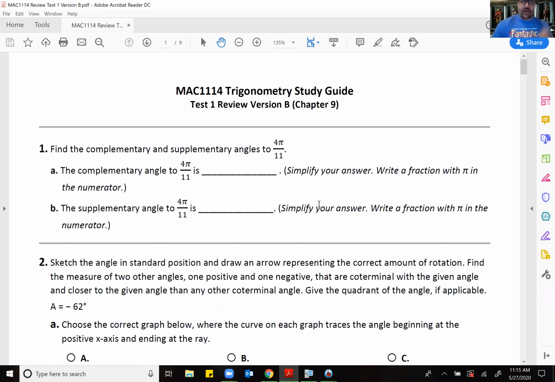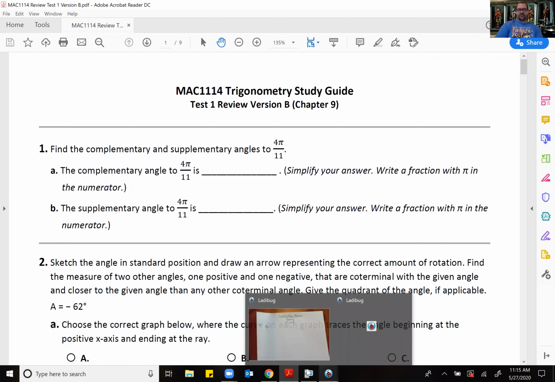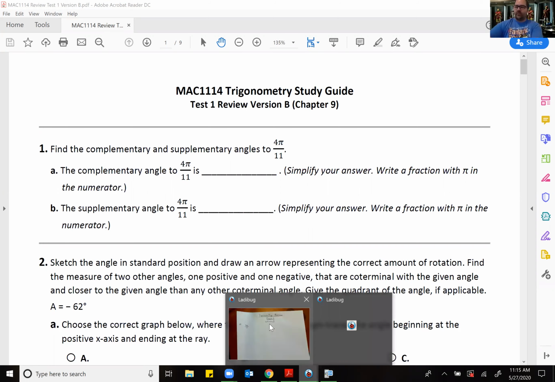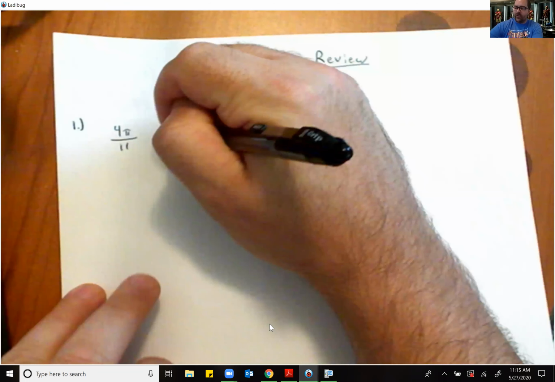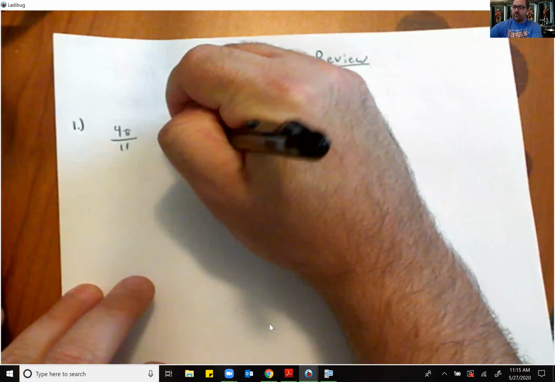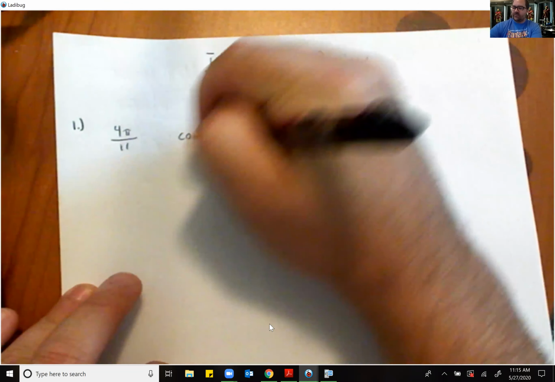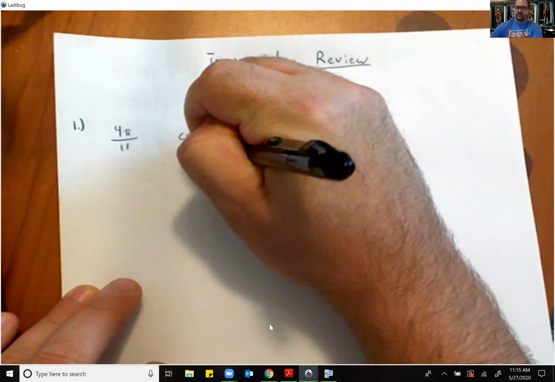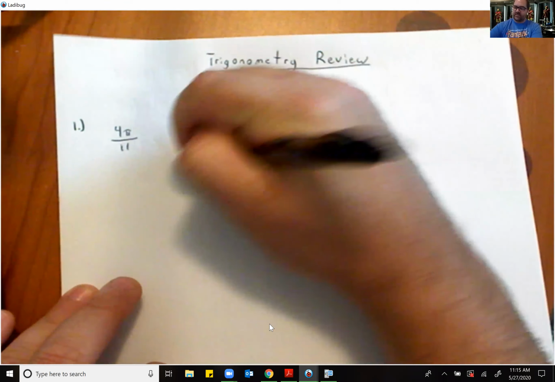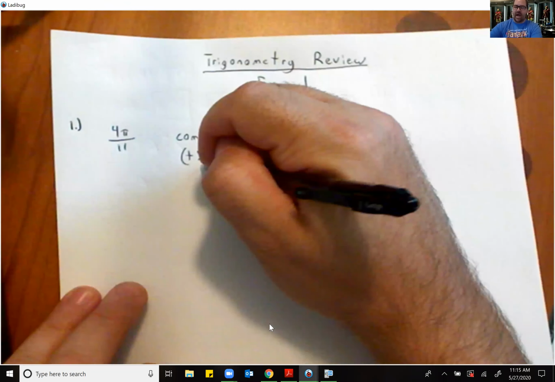Right here it says find the complementary and supplementary angles to 4 pi over 11. So this is in radians. Okay, nothing wrong with that. So remember that complementary means that they add to 90 degrees. Or in radians, they add to pi.